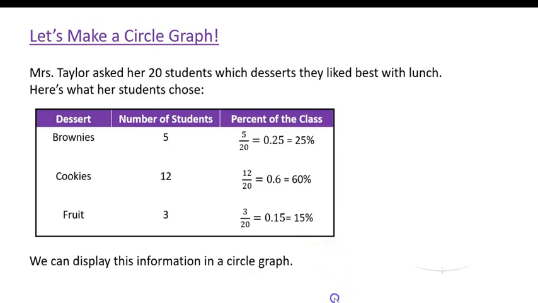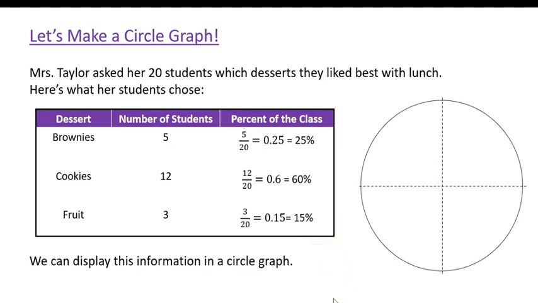Now remember, with a circle graph, the whole circle represents the whole group. So 20 students, or 100% of the class, would be in that circle. Now, it's easy to split the circle into 2 halves or 4 quarters, and that's going to help us know how big a section or a sector we should have for each group.